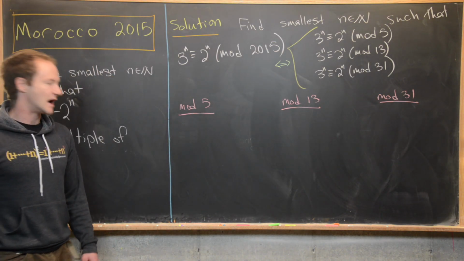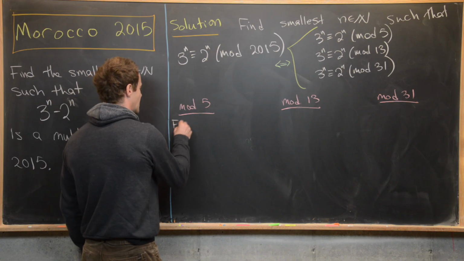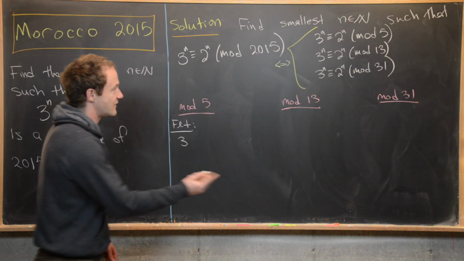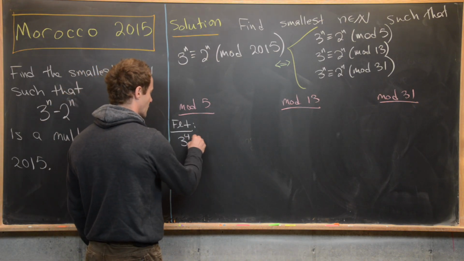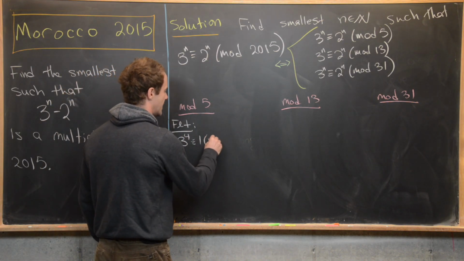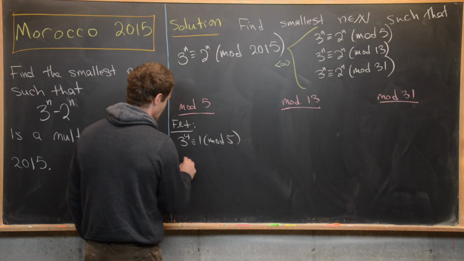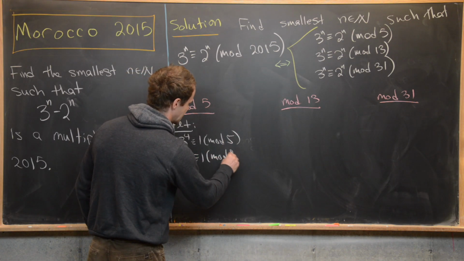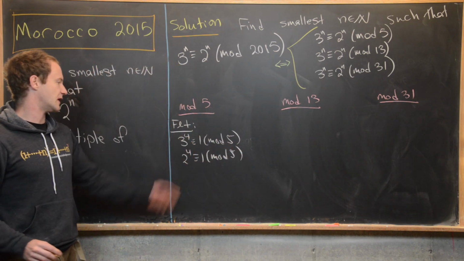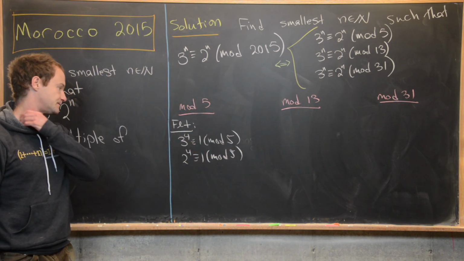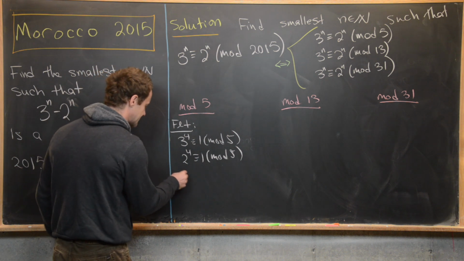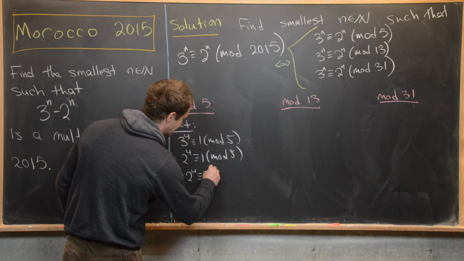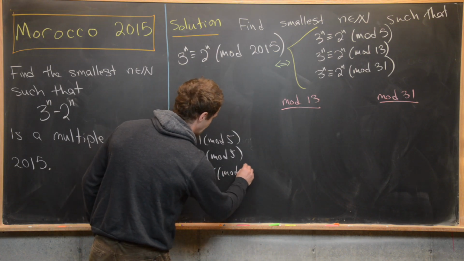So if we work mod 5, notice that Fermat's little theorem says that 3 to the 5 minus 1, which is 3 to the 4, is going to be congruent to 1 mod 5. But then 2 to the 4 is also congruent to 1 mod 5, again because 2 and 3 are not multiples of 5. But what that tells us is that 2 to the 4 is congruent to 3 to the 4 mod 5.